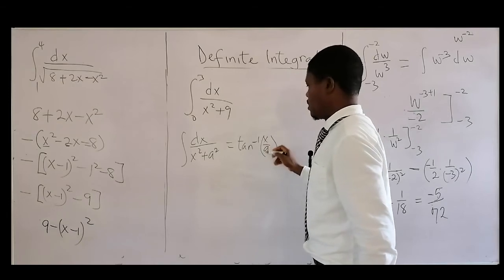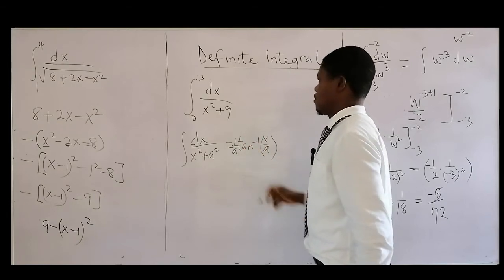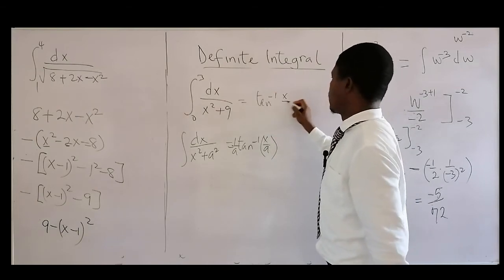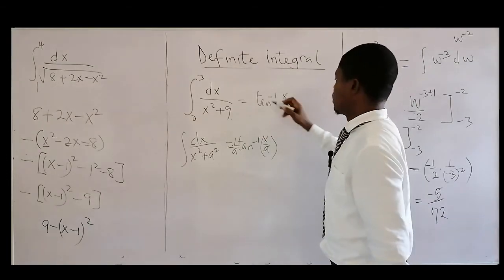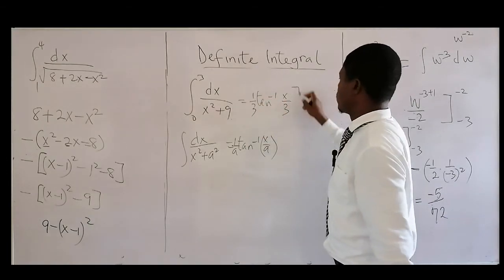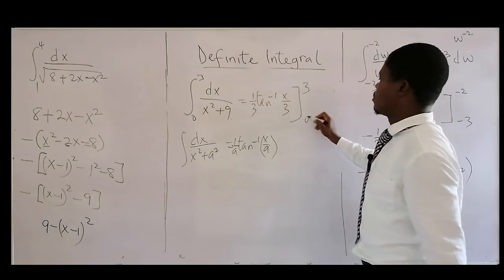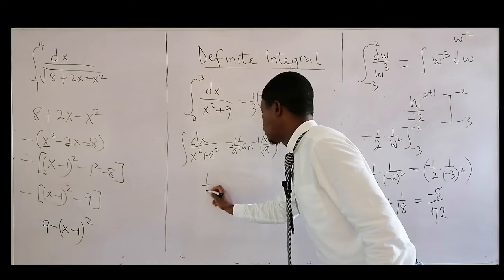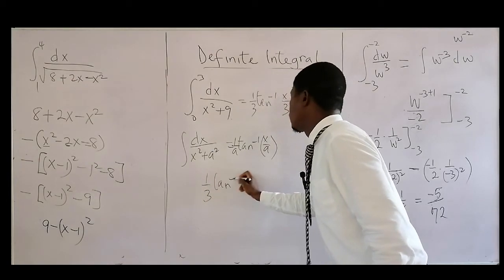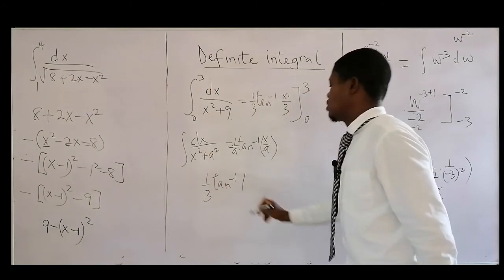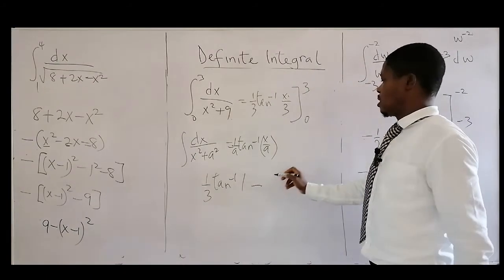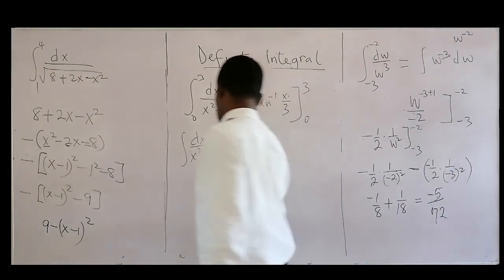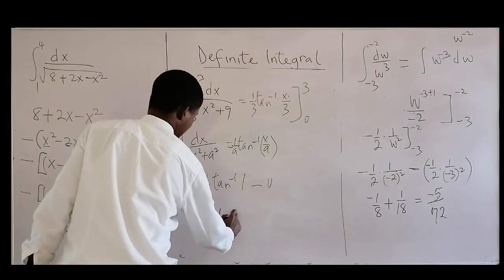Okay, it doesn't stop there. Then times 1 over a. Okay, so in this case now, this will be equal to what? Arctan x over 3. It must be multiplied by 1 over a. Okay, then you substitute your 3 and 0. For 3, the upper boundary, we have 1 over 3 arctan of 3 over 3, which is 1. Then minus 1 over 3 arctan 0. So that one is 0. So the value is 1 over 3 arctan 1.